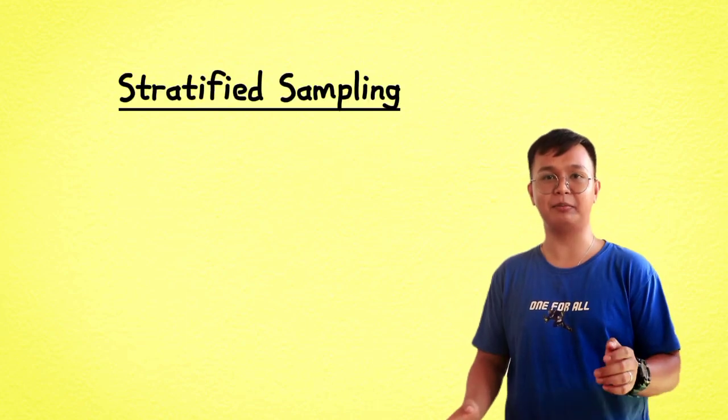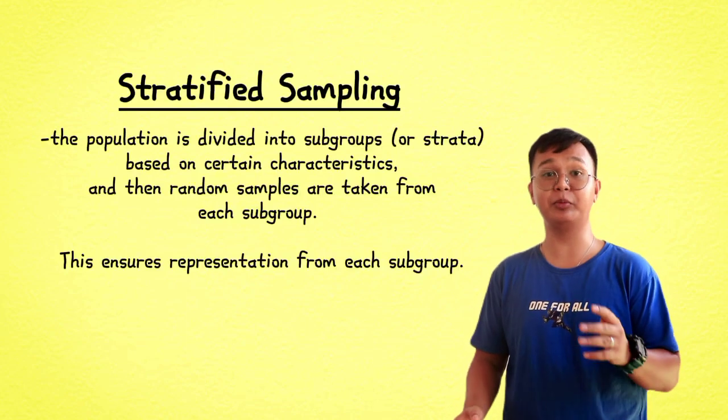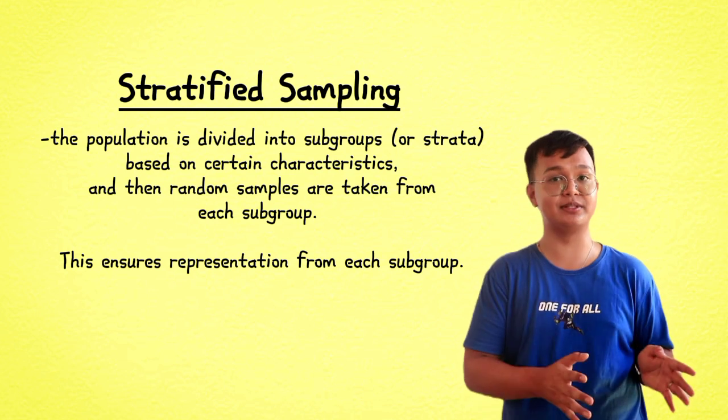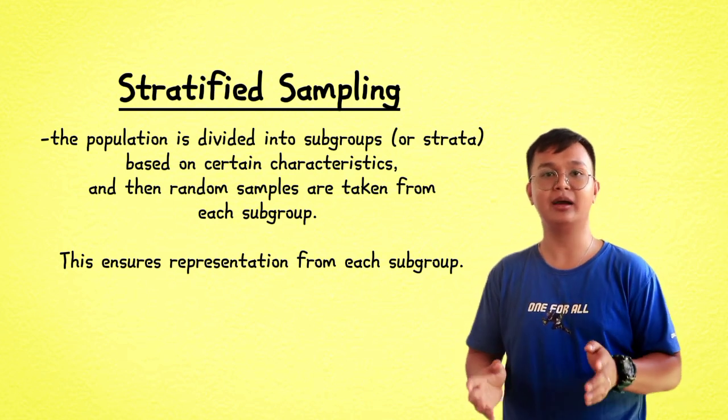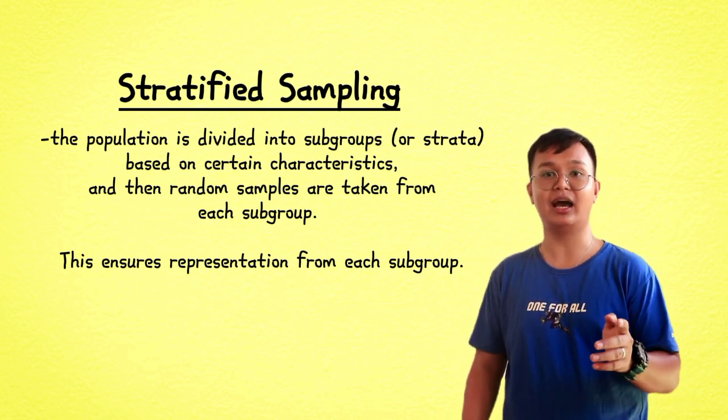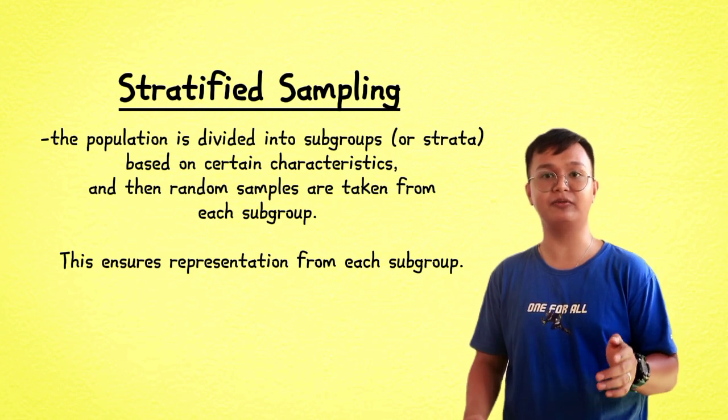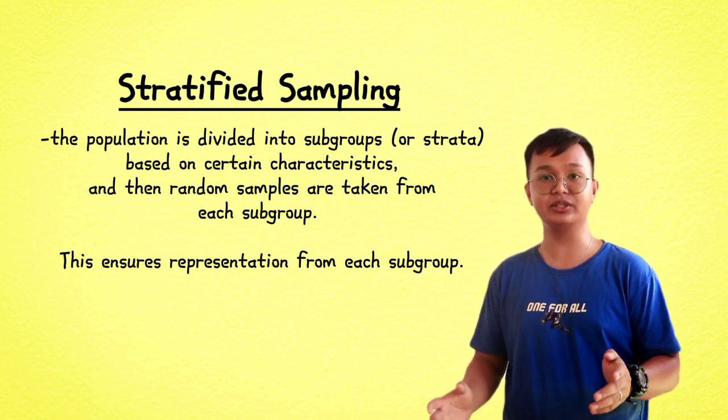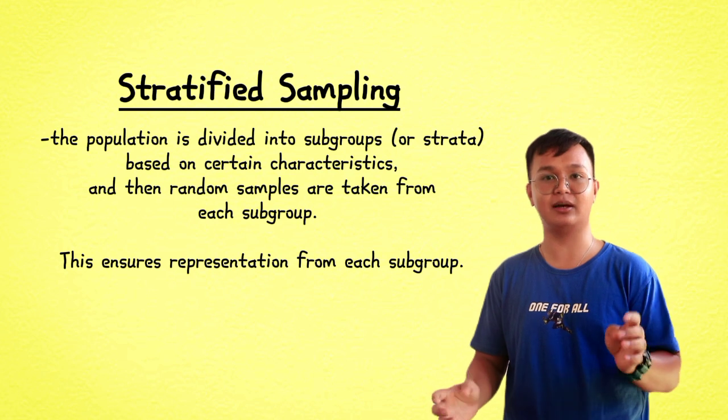Next is stratified sampling. In stratified sampling, the population is divided into subgroups, also known as the strata, based on certain characteristics, and then random samples are taken from each subgroup. This ensures representation from each subgroup.